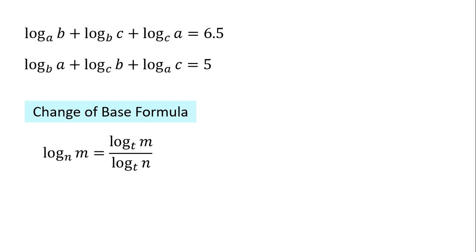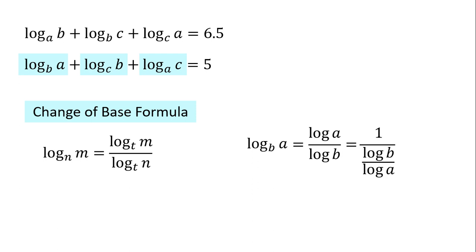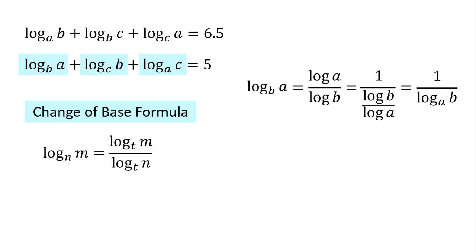Now, I'm going to apply the change of base formula to the second equation to come up with an equivalent logarithm for each term in the left-hand side. Let us start with log of a to the base b. Applying the change of base formula, we can write this as log of a divided by log of b. We can further write this as 1 over log of b divided by log of a. Now, if we apply the change of base formula to the denominator in reverse, we will come up with 1 over log of b to the base a. So log of a to the base b is equal to 1 over log of b to the base a.